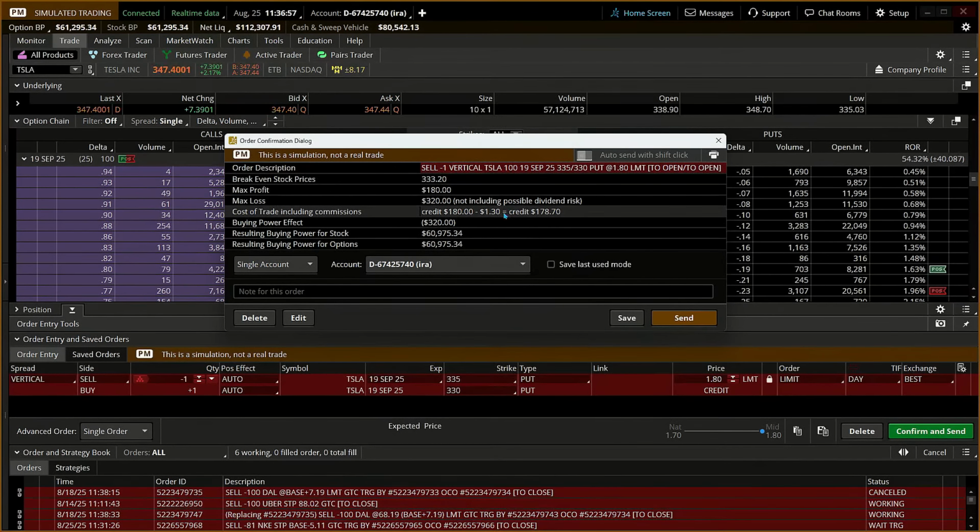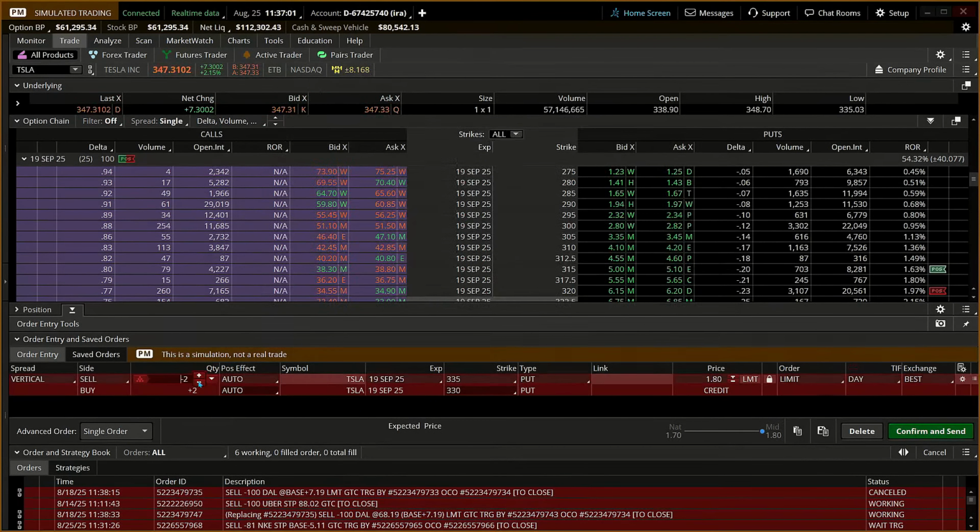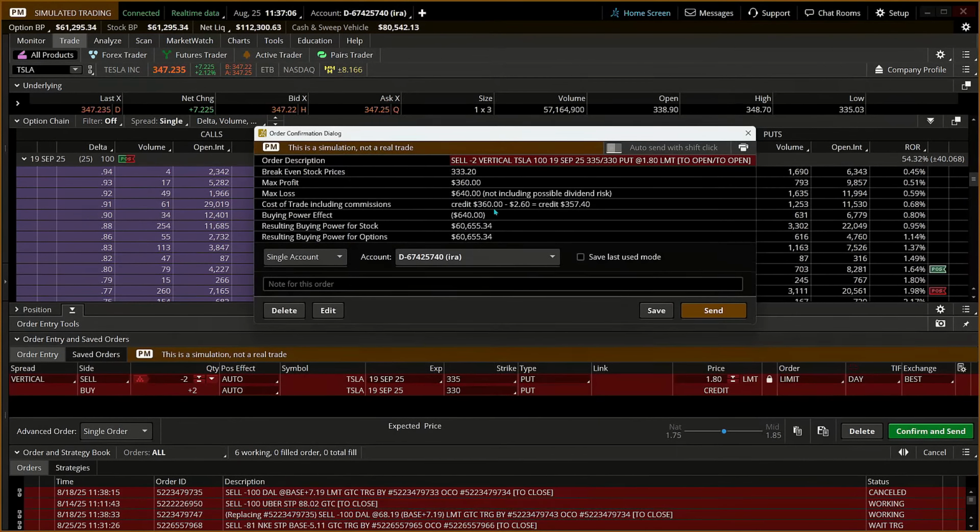Notice the commission there. Now, what we're going to do is push this to 2 contracts. Now, we're in the IRA account. If we did 2 contracts, it's going to be $640, which is not more than what the paper money can risk or is willing to risk.